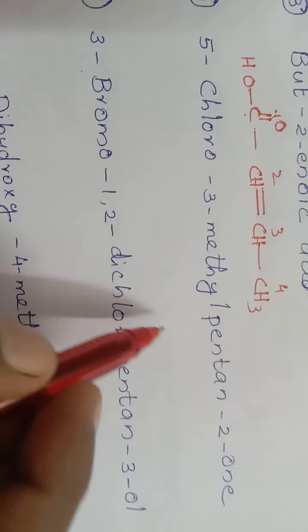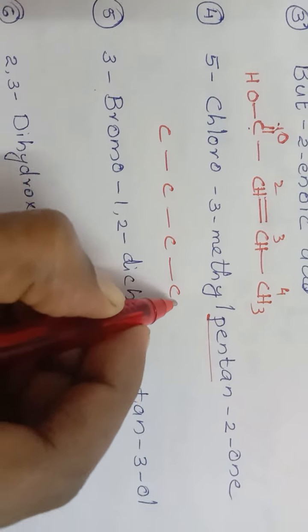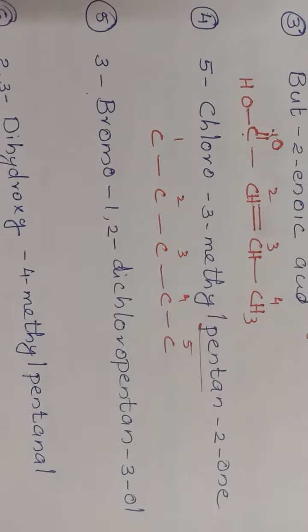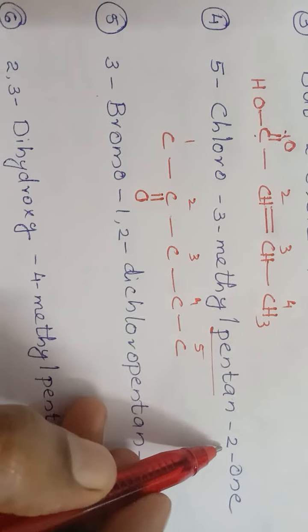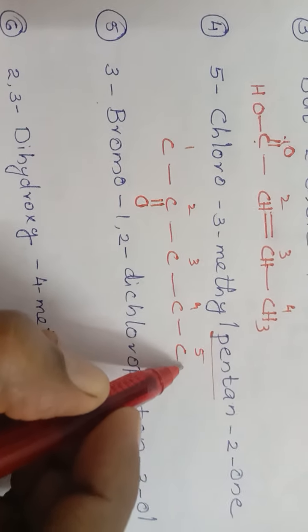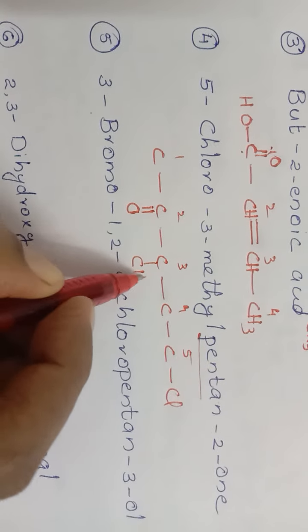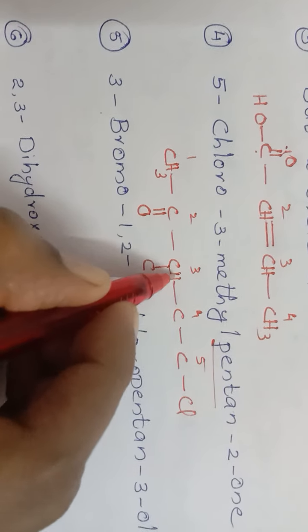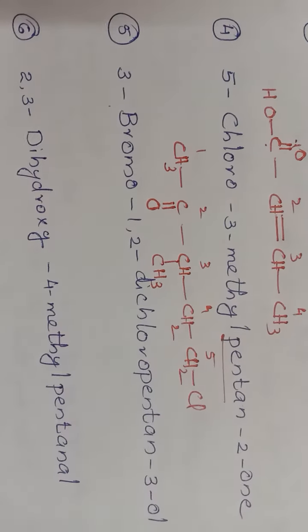5-chloro-3-methyl pentan-2-one. So the word root is pentan. So we need to draw a 5 carbon chain. 5 carbon atoms. And we need to number it 1, 2, 3, 4, 5. 2-one means second carbon atom is a ketone. This is a ketone. Where is the ketonic carbon? Second carbon is a ketonic carbon. 5-chloro. Fifth carbon atom contains chlorine. 3-methyl. Third carbon atom contains methyl group. Now put the hydrogen. CH3, CH, CH3, CH2, CH2, Cl is the structure.